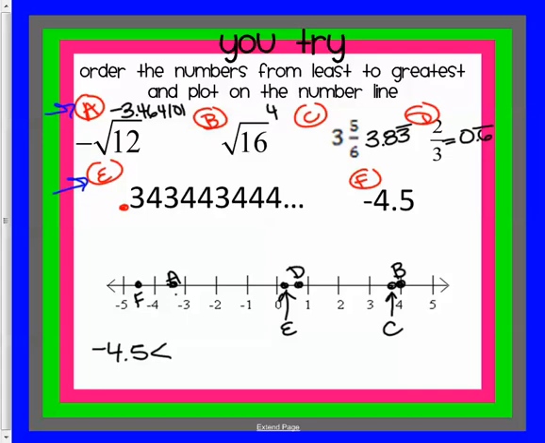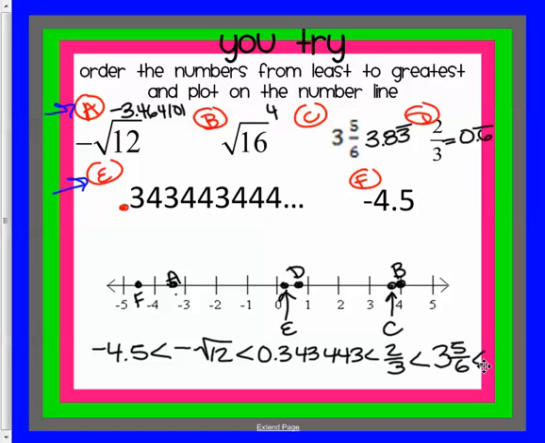-4 and 5/10 is the least. Then the negative square root of 12. Then my decimal that was not repeating, correct? That was irrational, so E. Then we've got 2/3 followed by 3 and 5/6, and then finally the square root of 16.